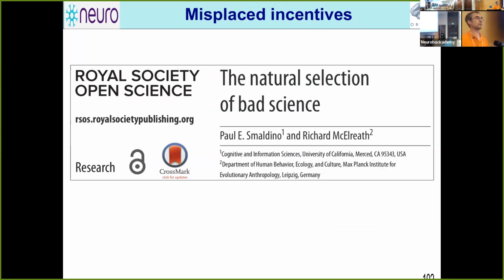Misplaced incentive, so that's competition plus, I would say, the culture of currency being the article. This paper was actually doing some simulation and showing, if you simulate labs that are doing good practices and bad practices, which ones are going to be successful. It's an interesting simulation paper that is basically saying that there's a natural selection for bad science, which we should be aware of and fight.